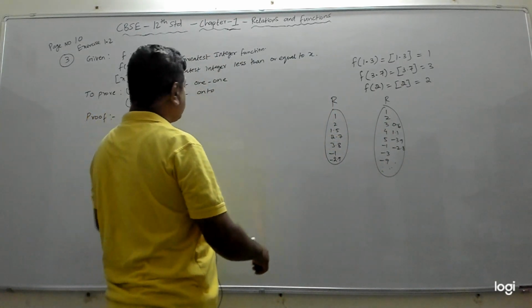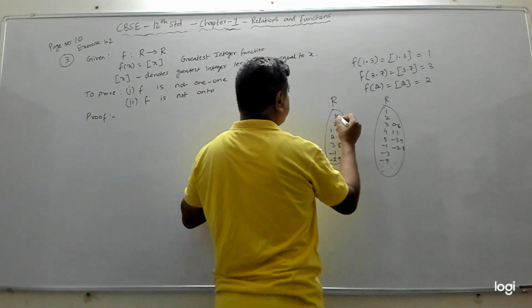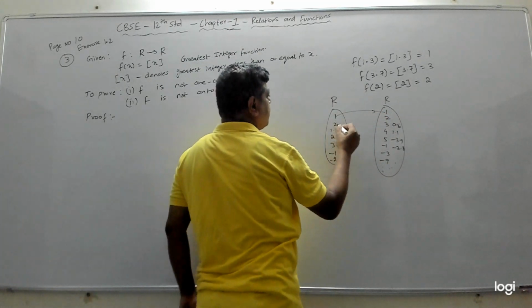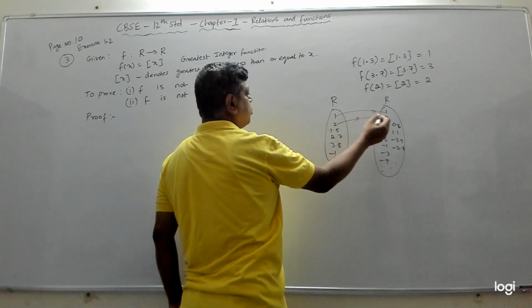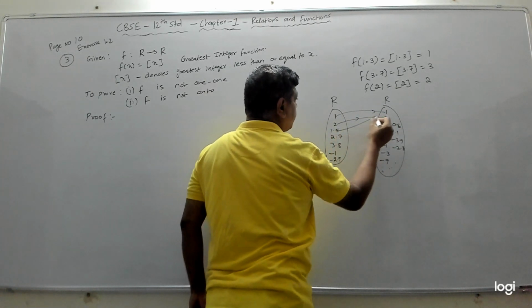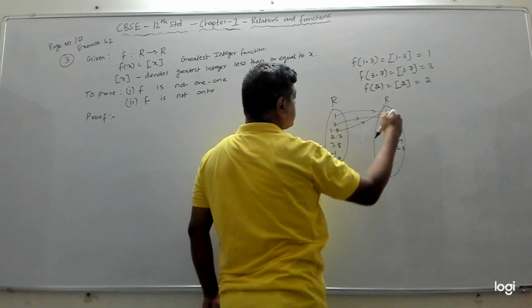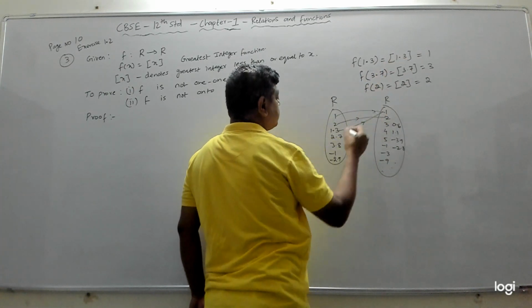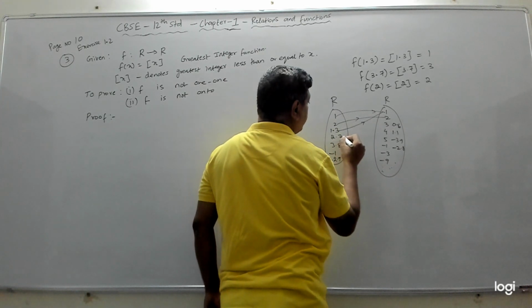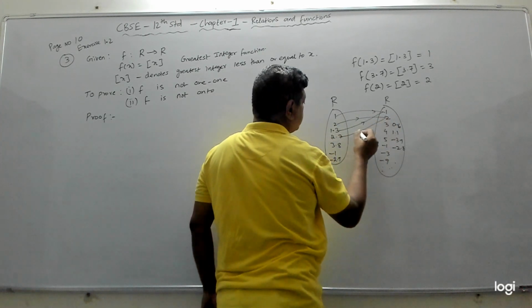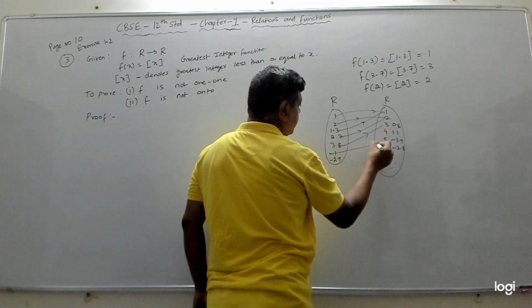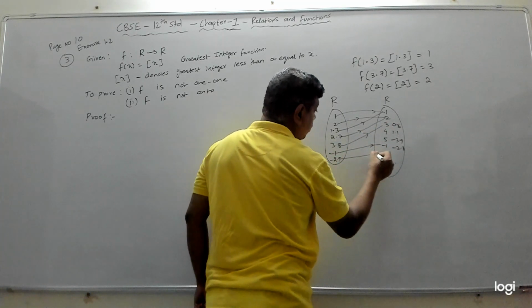Suppose, what is box of 1? f of 1 will be mapped to 1, because box 1 is 1. Similarly, f of 2 is box 2, that will also go to 2. 1.3 will go to 1. Similarly, 2.7 will go to 2. 3.8 will go to 3. Minus 1 will go to minus 1. Minus 2.9 will go to minus 3.